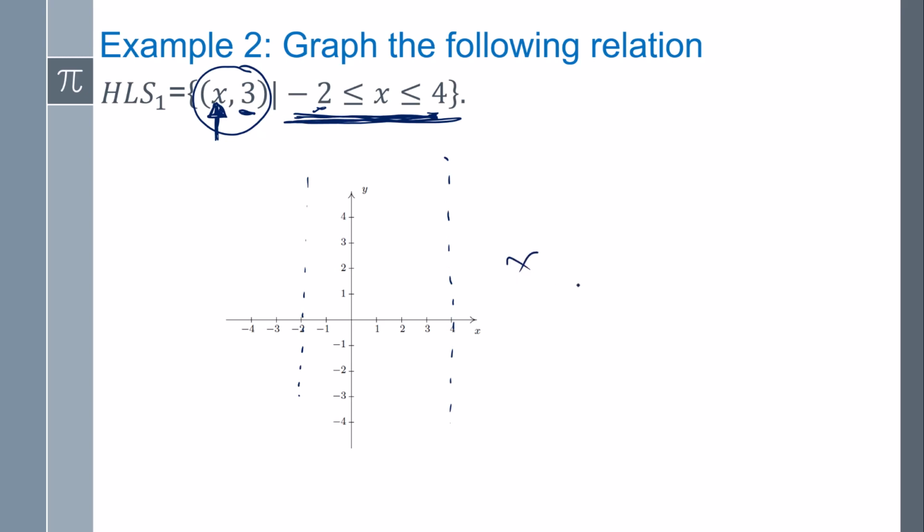I will not have anything over here. I will not have anything over here because it has to be between -2 and 4. Now my y value is 3. So it has to be along here for 3. So putting the 2 pieces together, it has to be along y equals 3. At -2, solid circle. At 4, solid circle. And I can go through and I can draw it.